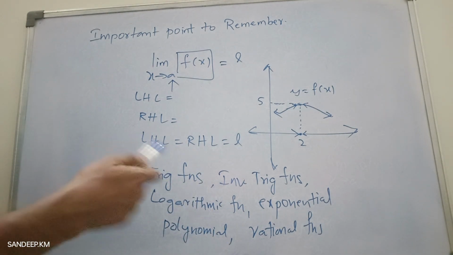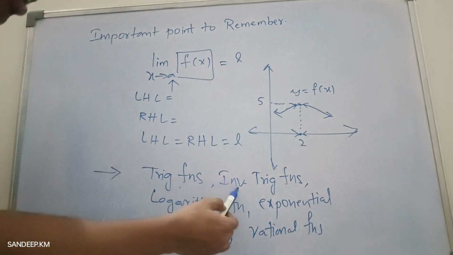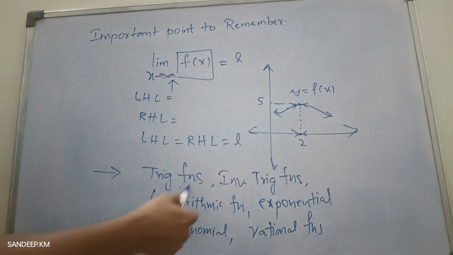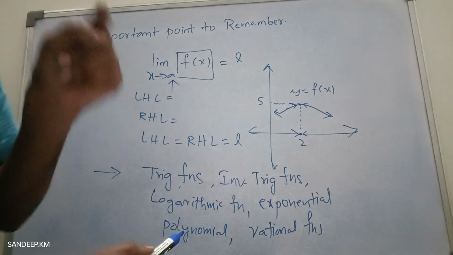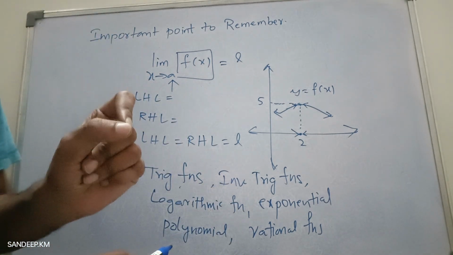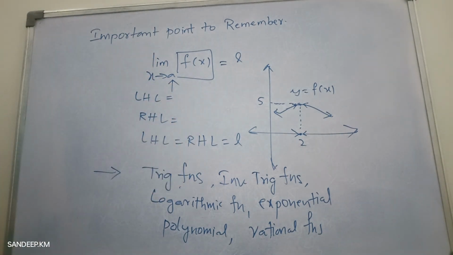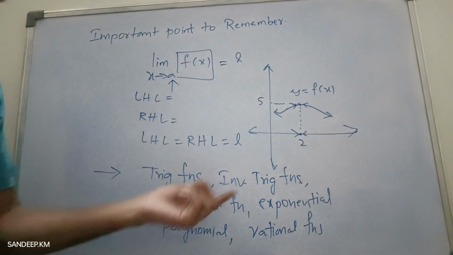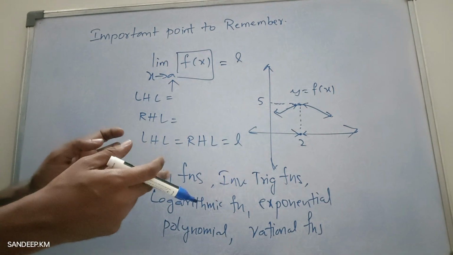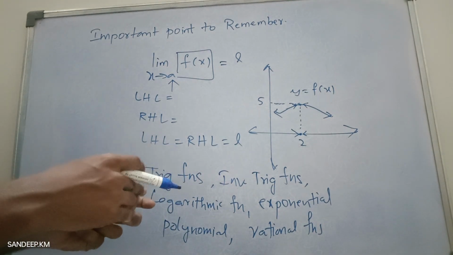Directly you can find the limit, because if you look at the graph of these functions, they are continuous in their domain. Please underline this word. These functions are continuous in their domain. Okay? So these functions are continuous in their domain. Sir, how do we exactly say whether they are continuous in this domain or not?